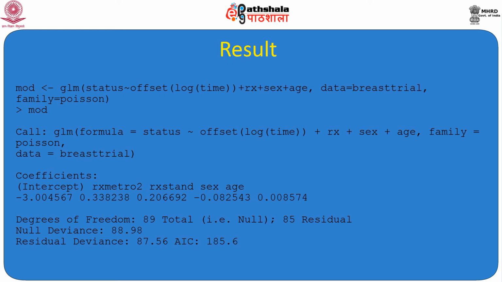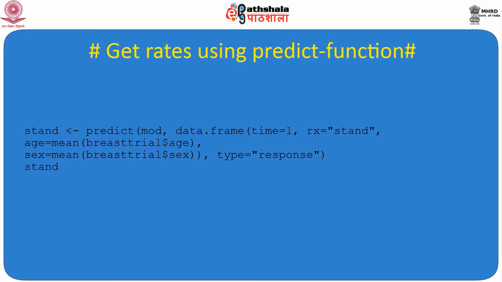We are going to obtain the incidence rate of death among the metro arm in comparison to the standard arm, and metro 2 in comparison to metro. Now again we get the rates using the predict function. The predict function is used on the mod that we had given earlier, with data.frame of time 1, Rx equals stand, and age equals mean of breast trial age, and sex equals mean of breast trial sex, and type equals response is considered, and when we call the stand we will get the result.